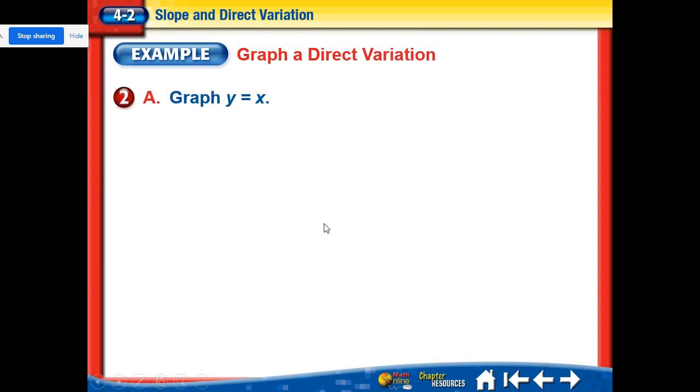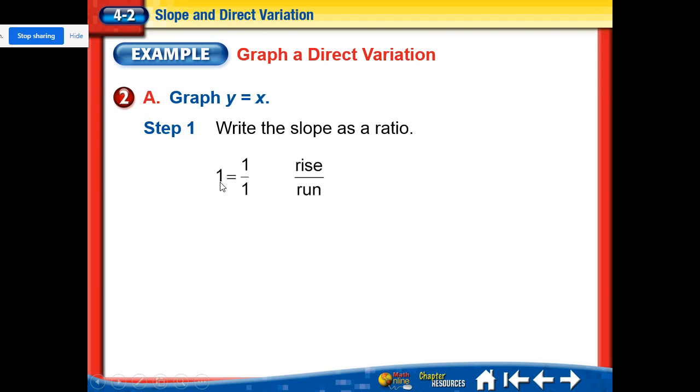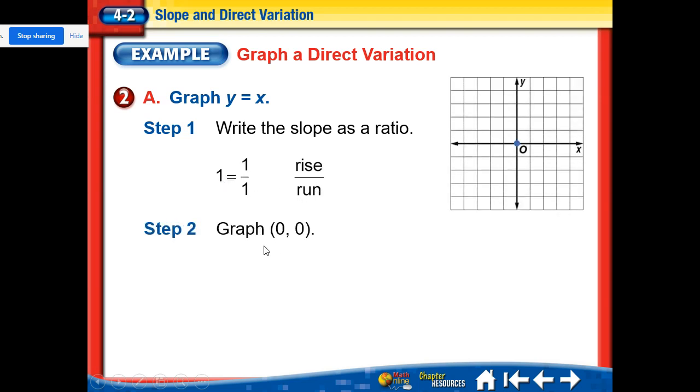All right, so how can we graph this? y equals, in this case, 1x. Notice we didn't put the 1 there. It could have been a 2 or a 3, and they would have put it there. But this is just a 1 here. So write the slope as a ratio. 1 has to be written as 1 over 1. So we're going to rise 1 and run 1. So we're going to start at our origin, because all direct variation problems start at the origin.